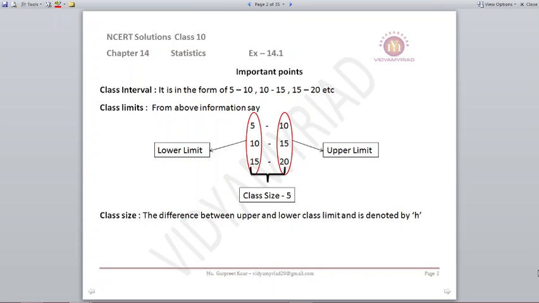Now what is class interval? If you see the class interval, we show it in the form of proper gaps between the series, like 5 to 10, 10 to 15, 15 to 20 and so on. The first column, the red color box I have shown, is known as the lower limit, and the numbers on the right side are known as the upper limit, and the gap between them is known as class size, which is usually represented by H.